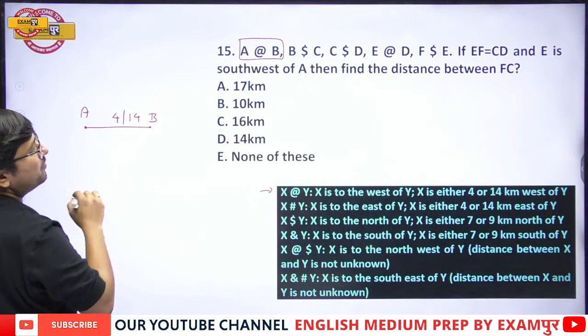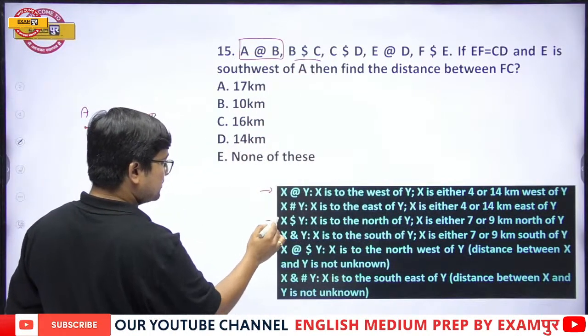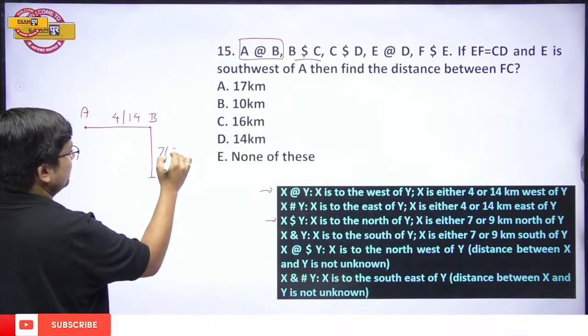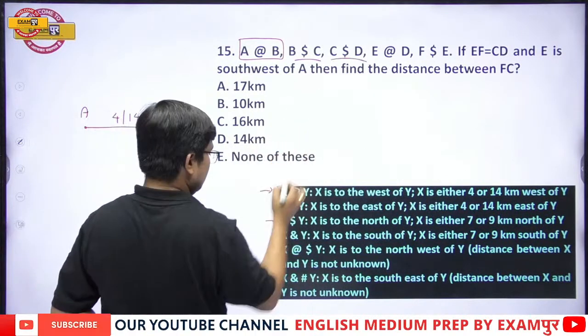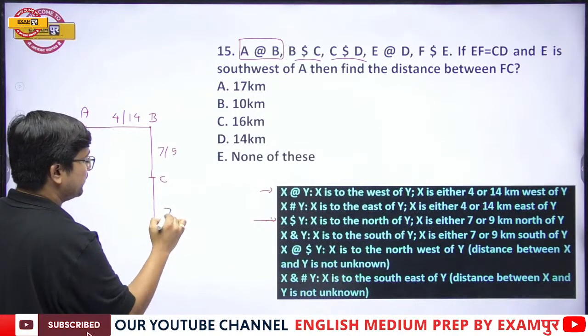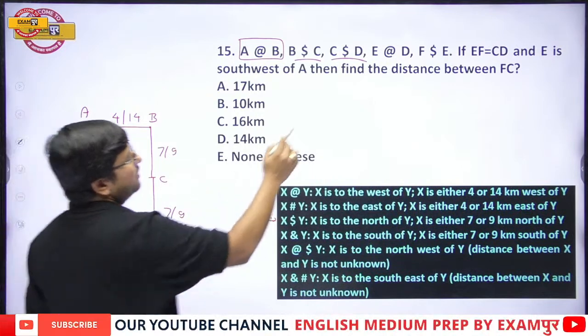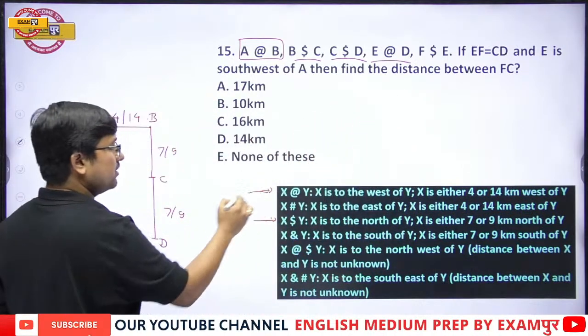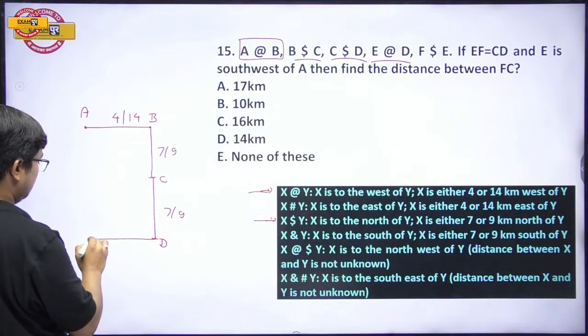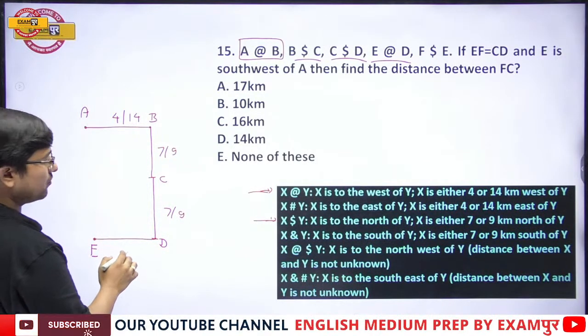Then B $ C means B is north of C, 7 or 9. Then C $ D. Again, C $ D means C is north of D, 7 or 9. Then E @ D means E is west of D. How much west? 4 or 14.